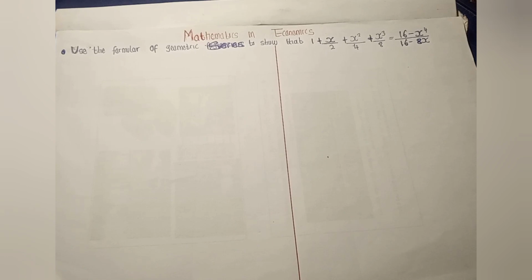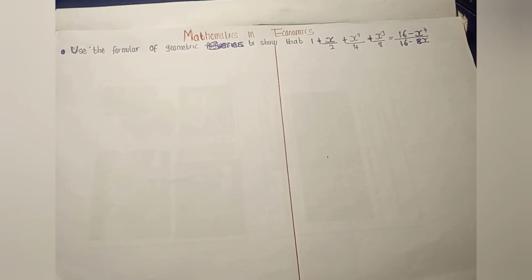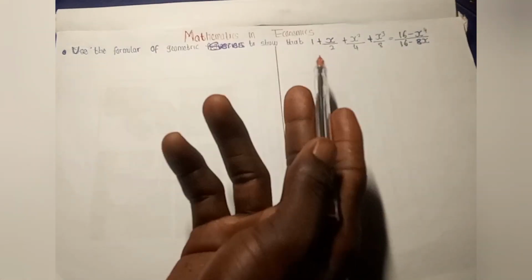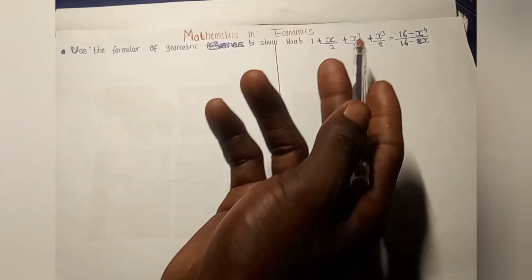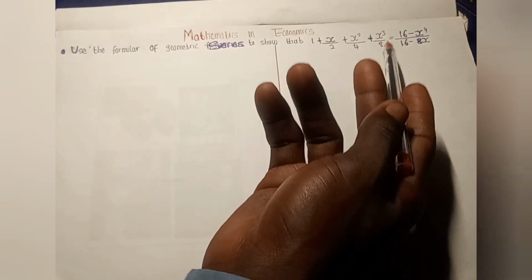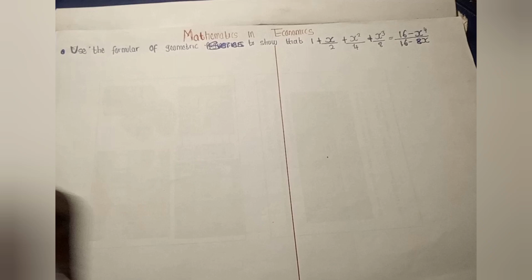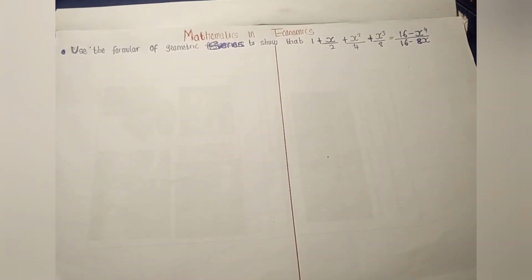And here is another beautiful question that we are asked to solve on mathematics in economics. Use the formula of geometric series to show that 1 plus x over 2 plus x squared over 4 plus x raised to the power of 3 over 8 is equal to (16 minus x raised to power 4) over (16 minus 8x). And before you can solve this question, you must know what a geometric series is.